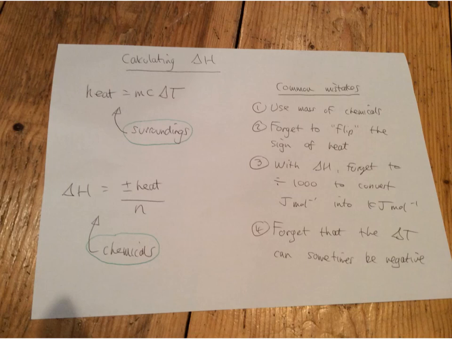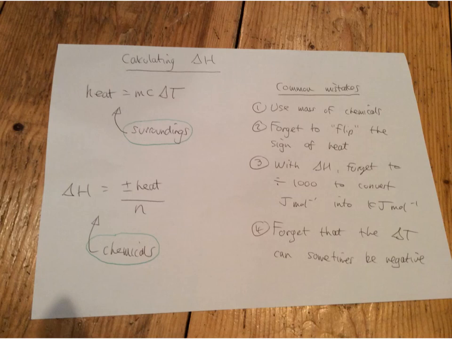So let's say when you did heat equals MC delta T, you got your heat as plus 50. You would need to make that minus 50 when you're doing your delta H equals heat over the moles. So flip the sign. I'll put common mistakes down the side as well. Don't forget, in your heat equals MC delta T, do not use the mass of your chemicals. You've got to use the mass of your surroundings. Don't forget to flip the sign.